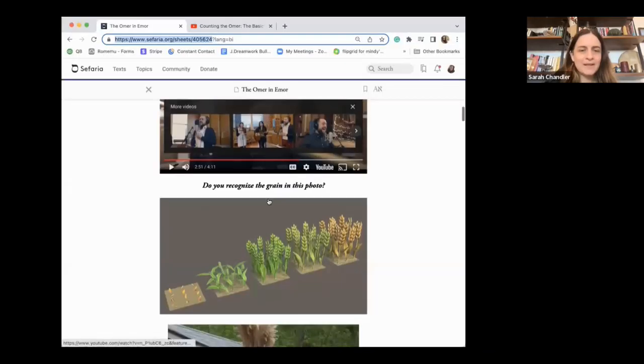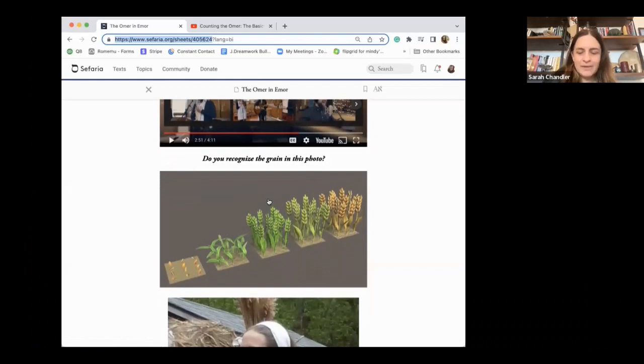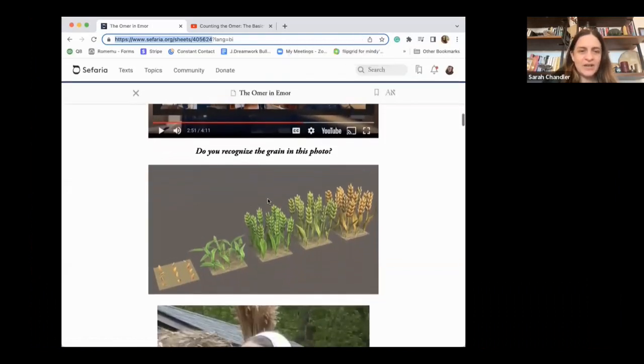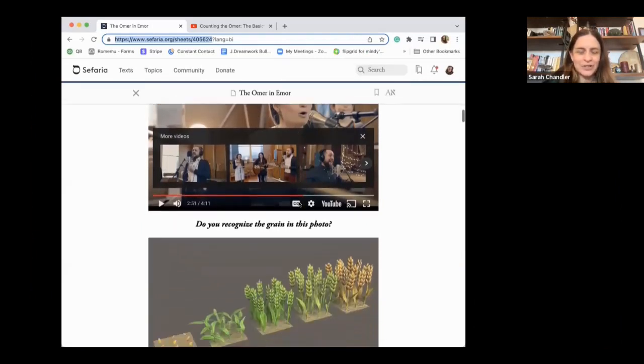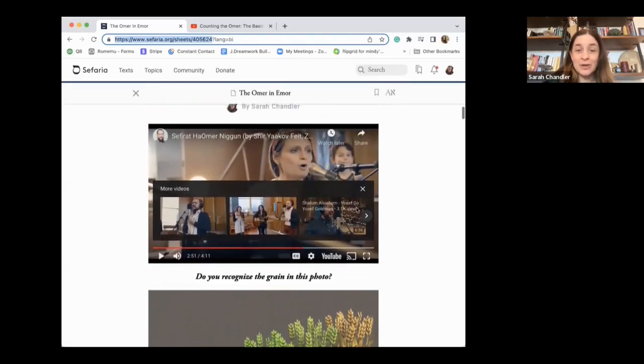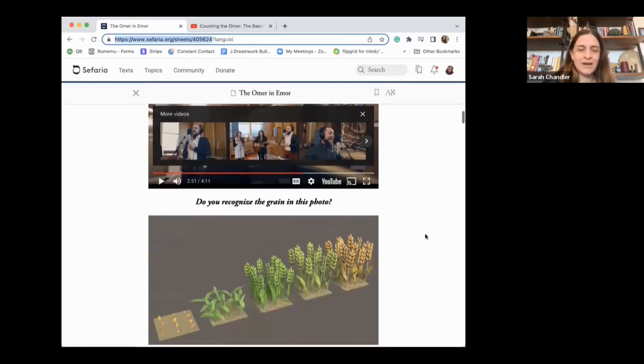All right, here we go. This is a picture of, by the way, this first video here is the song I was playing before. You'll all have it. It's in the source sheet. It's a song about counting the Omer, which again, I'm not even going to translate what I mean by counting the Omer, but it's a thing that Jews do between the holidays of Passover and Shavuot, which is the time of year we're in.